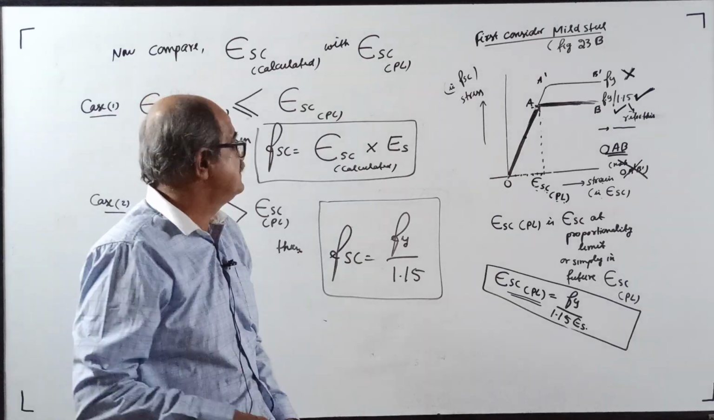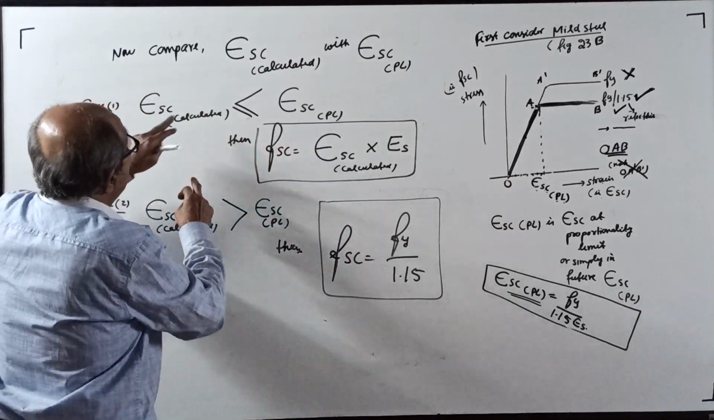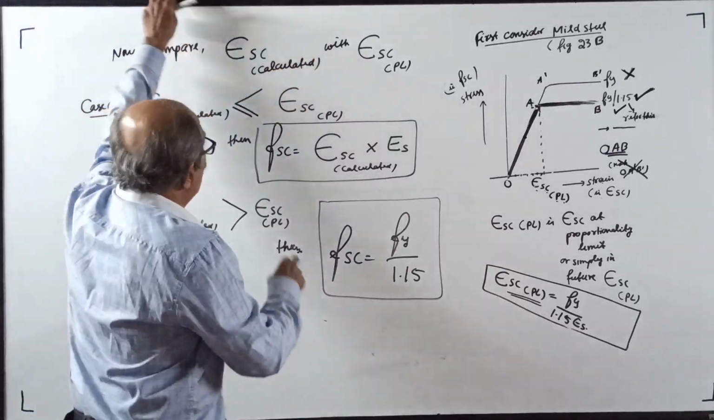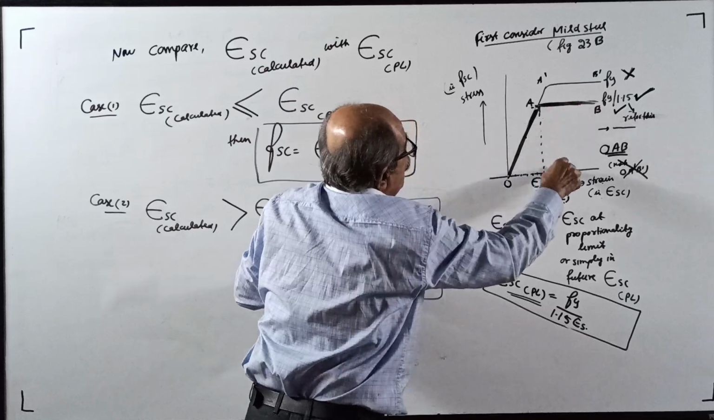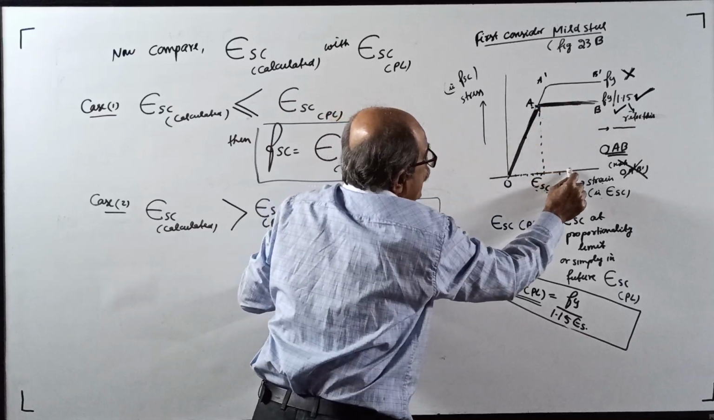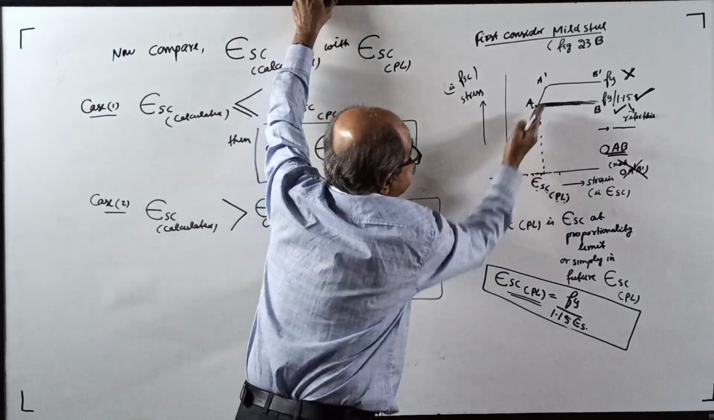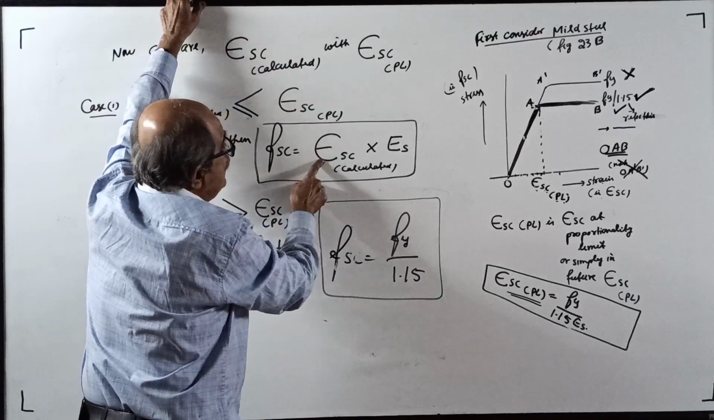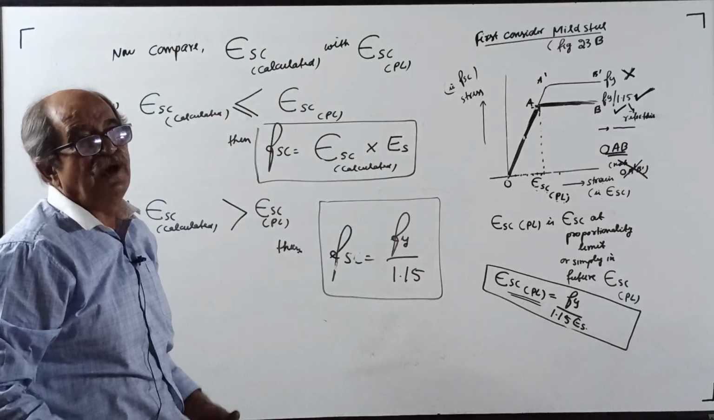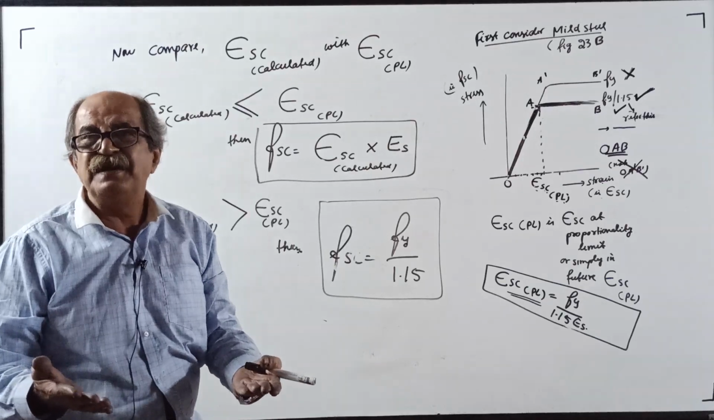Actually it is common sense. In case 2, suppose your epsilon SC calculated is more than this, the point comes somewhere here. Once you cross this point, wherever you are, it is a constant value. Up to here, stress is proportional to strain. When stress is proportional to strain, stress equals strain into Young's modulus. That's all. Further I can't tell, because very simple understanding is required here.